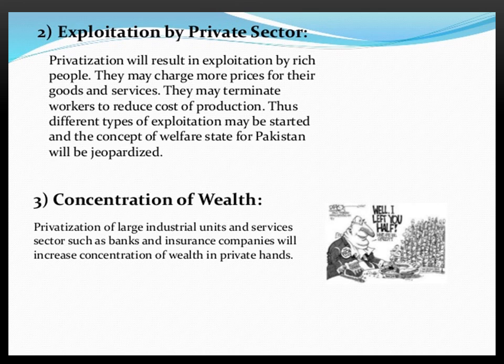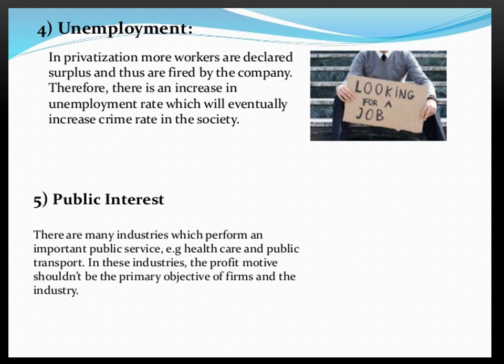Then there is concentration of wealth. Privatization of large industrial units and the services sector, such as banks and insurance companies, will increase concentration of wealth in private hands. In privatization, more workers are declared surplus or an extra burden and thus are fired by the company. Therefore, there is an increase in the unemployment rate, which will eventually increase the crime rate in society. Then there are many industries which perform important public services like healthcare and public transport. In these industries, the profit motive should not be the primary objective of firms.